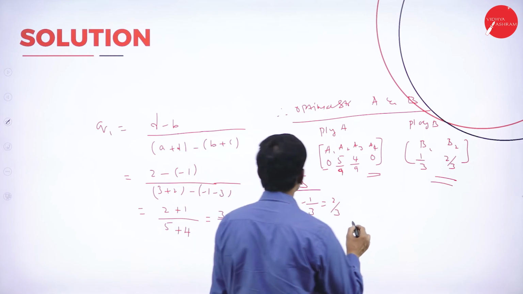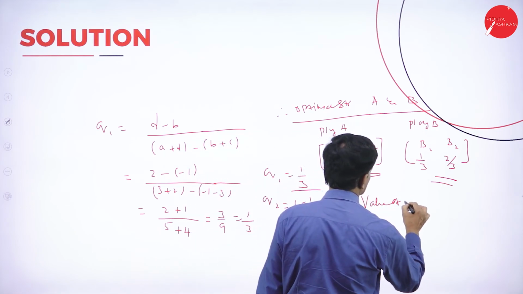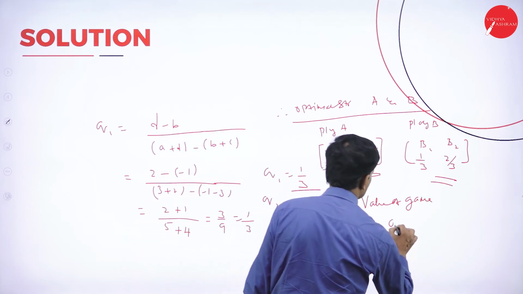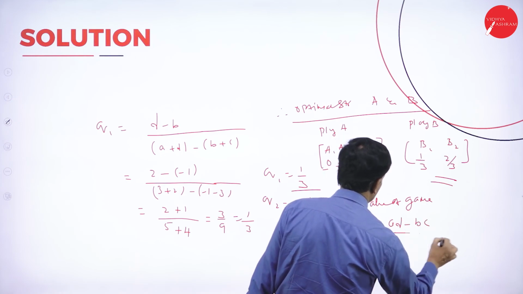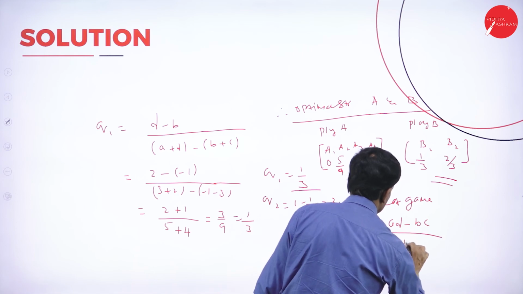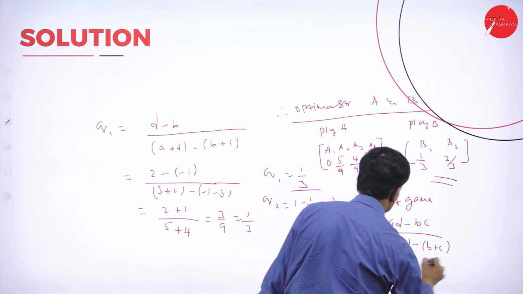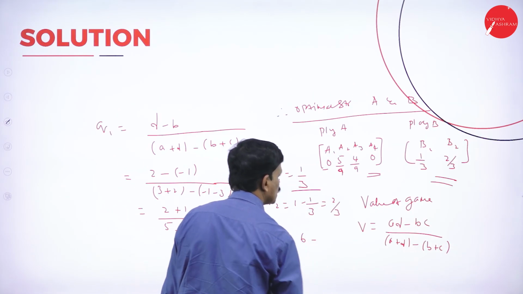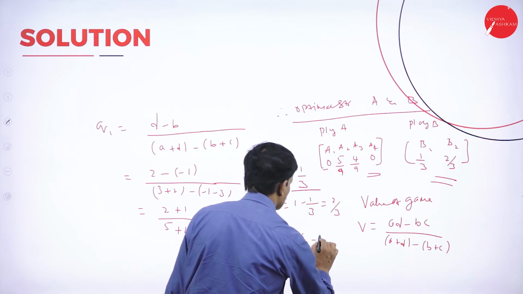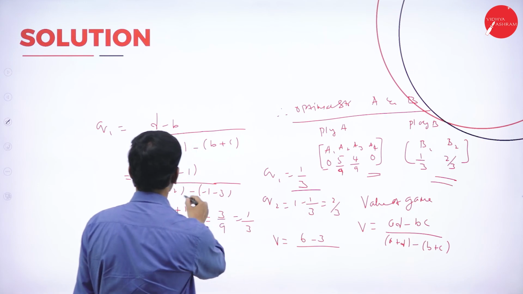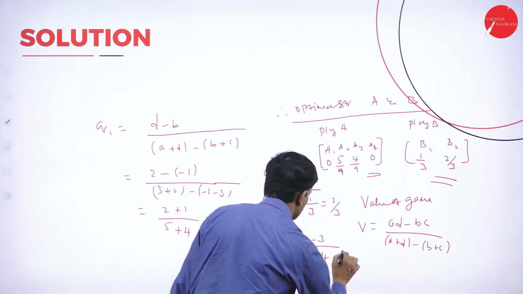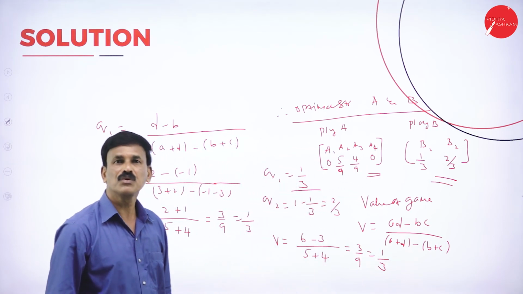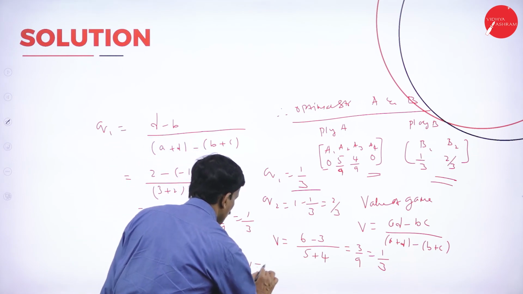As usual, the value of the game V is equal to (AD minus BC) divided by denominator, same A plus D minus B plus C. Write down this value. That is V is equal to A into D, 3 into 2 is 6, minus B into C, minus 1 into minus 3 is minus into minus plus, divided by the denominator, same 5 plus 4. This is equal to 3 by 9, that's equal to 1 by 3. That's it. So therefore, the value of the game is 1/3.